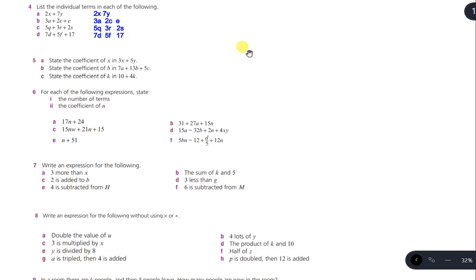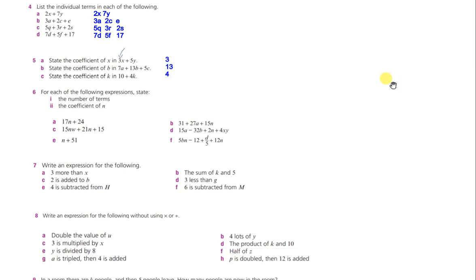Okay, state the coefficient of x in 3x. So the coefficient will be what is multiplying by x, and there's 3 of them. So the answer for that one will simply be 3. When it comes to the next one, the coefficient of b, so it's just what number is in front of b. That's 13, so it's going to be 13 different b's. And the coefficient of k, number 4 is in front of the k, so there's 4 different k's.